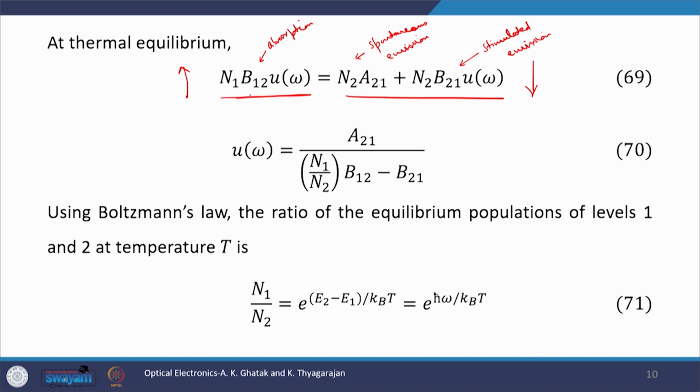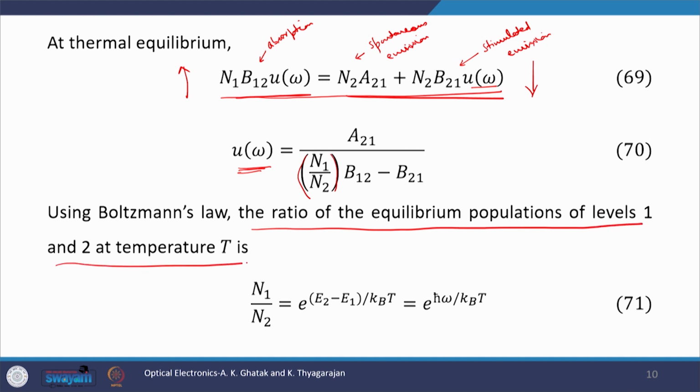Now, let us solve this equation 69 for u, and after a bit of algebra we get an expression of u, which is the energy density. We see here that in the denominator we have an N1 by N2 term, but we know from the Boltzmann law that the ratio of the equilibrium populations of levels 1 and 2 at temperature T is given by this expression.